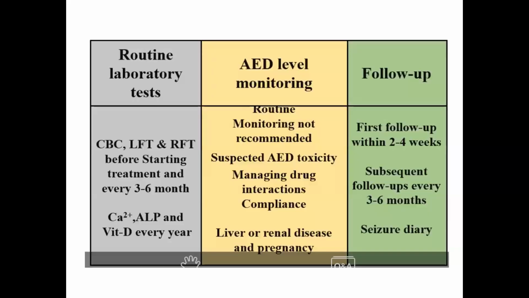Okay, so what are the tests to be done in a routine? Before starting, and once in 3 to 6 months in all patients on anti-epileptics, because we'll have potential bone marrow suppression, hepatitis, and renal dysfunction. Better you get baseline CBC, LFT, RFT before starting, and if possible once in 6 months. And calcium, alkaline phosphatase, and vitamin D level every year, because these drugs cause osteoporosis and osteopenia. So if the levels are low, you can add on calcium supplementation.